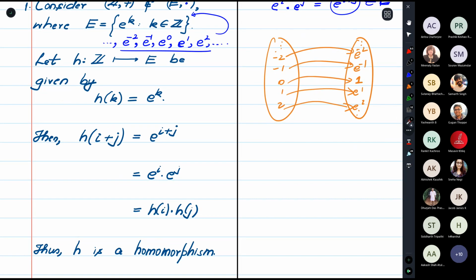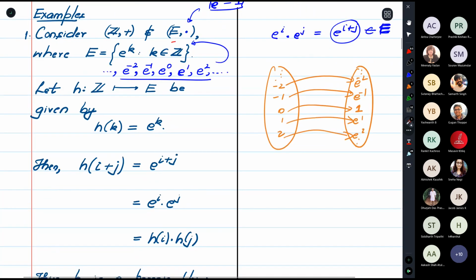And it is very easy to see that if I take the addition of two integers, so addition is the operation, so I take i and j and perform this operation on the set of integers. I hope you agree that because of the way this h function is defined, this i + j under h will get mapped to e^(i+j). Now e^(i+j) is simply e^i times e^j. And e^i is h(i), and e^j is h(j), and this is the multiplication, or the binary operation, that is defined on this set.